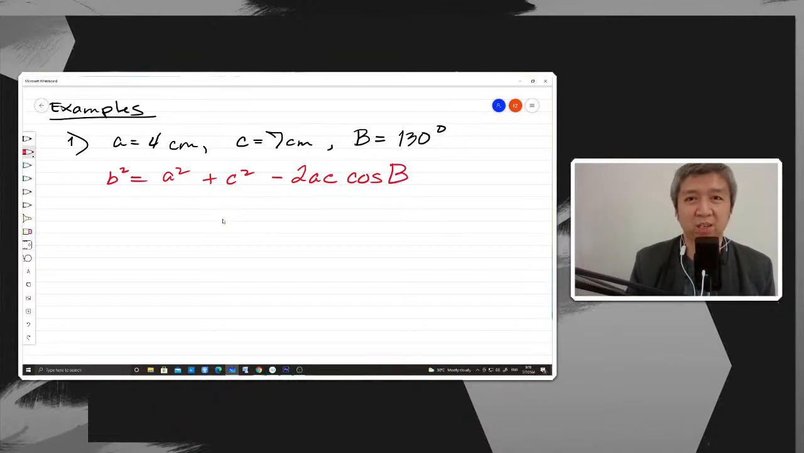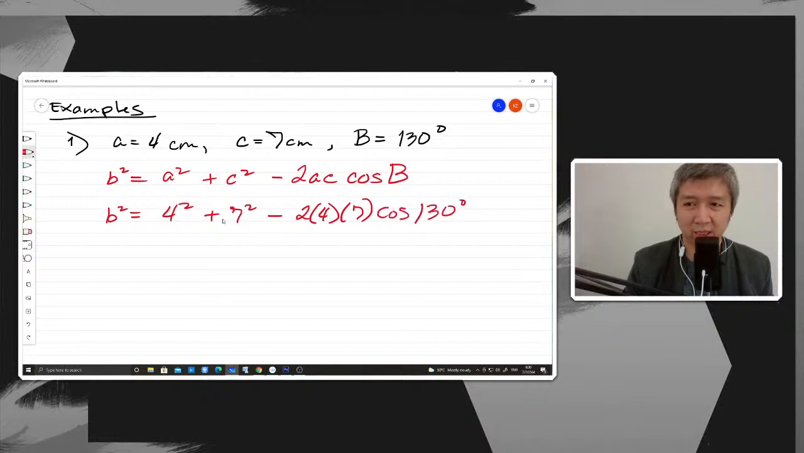If you observe the given, we cannot really use the sine law, or the law of sines. We cannot use it, so that's why we have the law of cosines. Actually, there's the law of tangents, but I think this is enough. So b squared is equal to 4 squared plus 7 squared minus 2 times 4 times 7, then cosine 130 degrees.